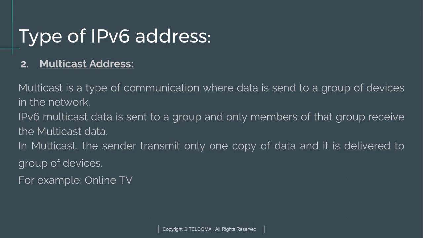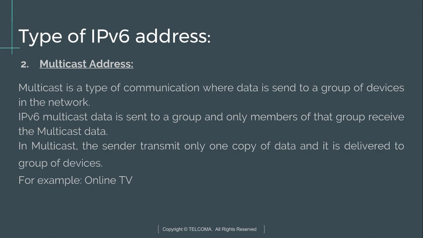The next is multicast address. Multicast is a type of communication where data is sent to a group of devices in a network. In multicast, a group is created and data is sent to this group in the network. IPv6 multicast data is sent to a group and only members of that group receive the multicast data. In multicast, the sender transmits only one copy of data. It is delivered to the group of devices. For example, online TV.